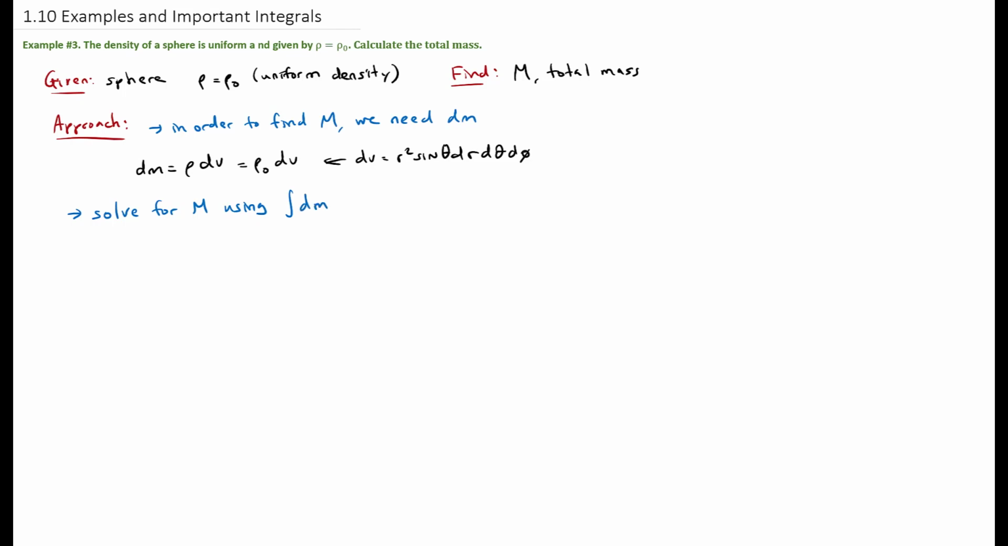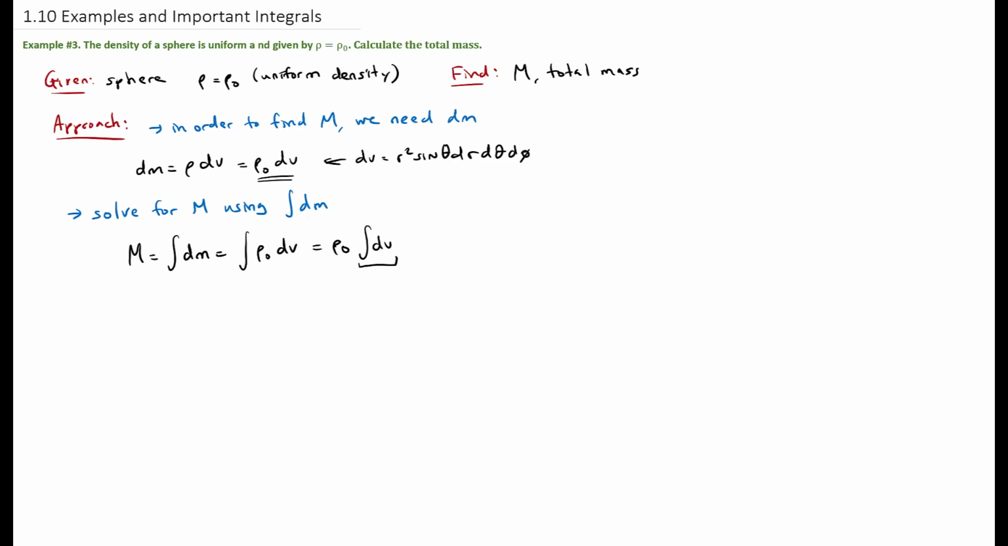And I'm going to do this a bit differently because there is a neat trick that you can use because this is uniform density. So if I have capital M being equal to the integral of dm, this is another way to write dm. So I have the integral of rho naught dV, which is equal to rho naught times the integral of dV. The integral of the differential volume element is simply the volume of the object you're looking at.